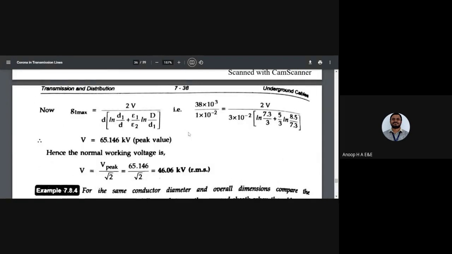Okay, so moving on to the next one, we got the other equation. I want to find out what is the working voltage. The working voltage you can find out with the G1 max or G2 max. You can take any of the equations. I take G1 max here. So G1 max will be equal to 2V divided by small d times ln of d1 by d plus epsilon 1 by epsilon 2 ln of d divided by d1. So substitute the values what you have got there, and we are going to get the peak value. Okay, so I want the RMS value from the peak value. Can you let me know what you are going to get the answer as?